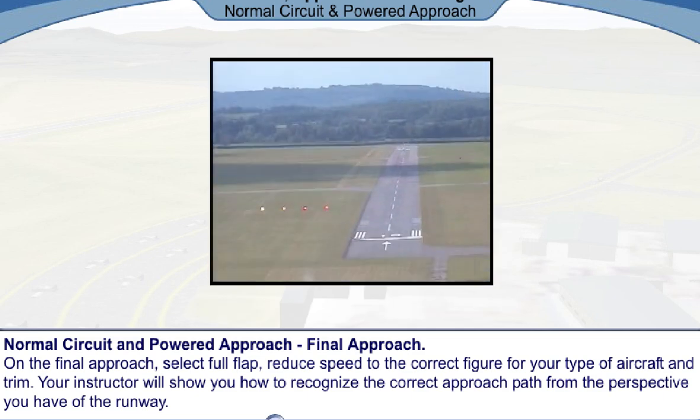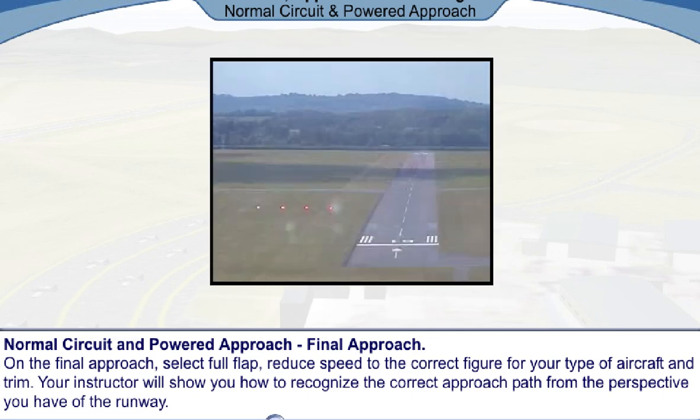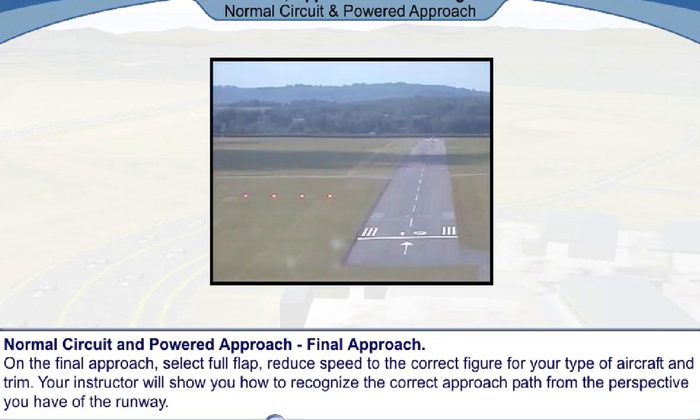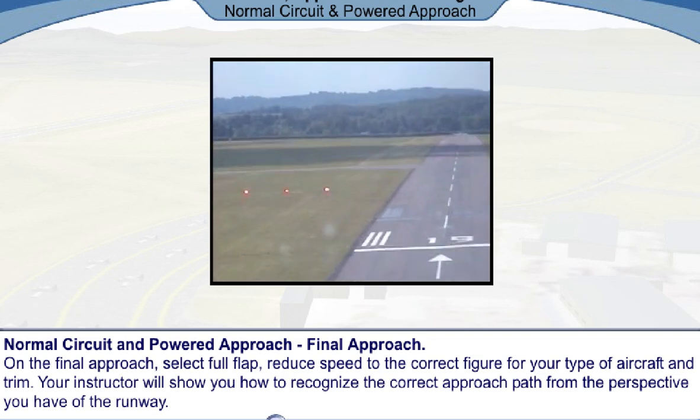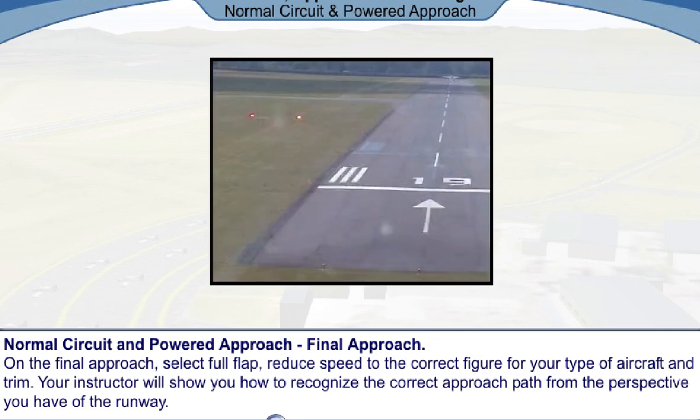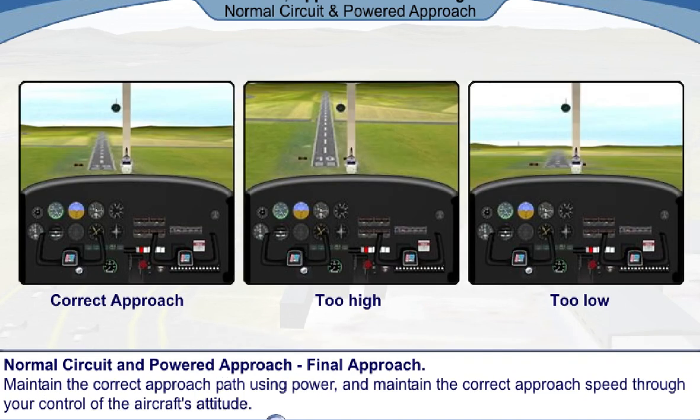This video clip illustrates the correct approach path as viewed by the pilot of a Warrior. The clip ends just before the roundout. The three views of the runway aspect shown on your screen now show an aircraft on the correct approach path, an aircraft which is too high on the approach, and an aircraft which is too low.